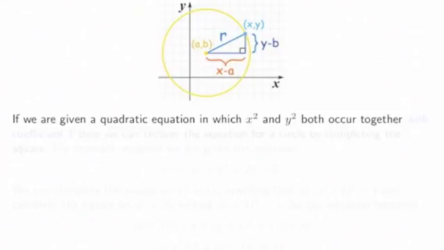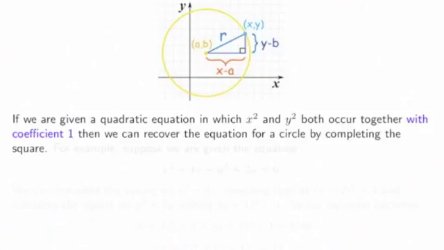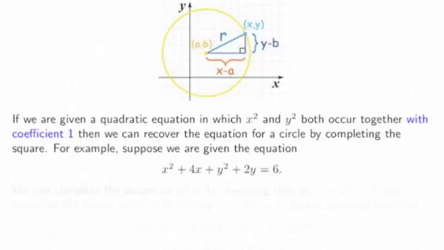If we're given a quadratic equation in which x squared and y squared both occur together with coefficient 1, then we can recover the equation for a circle by completing the square. For example, suppose we're given the equation x squared plus 4x plus y squared plus 2y is 6.